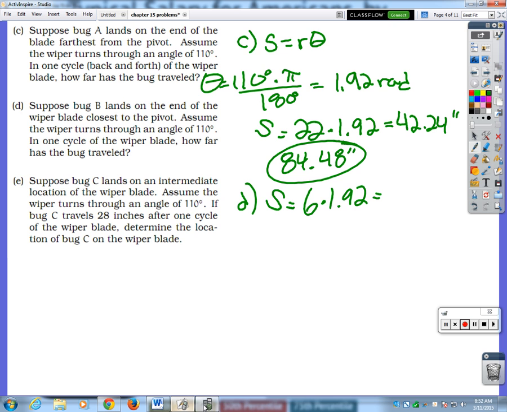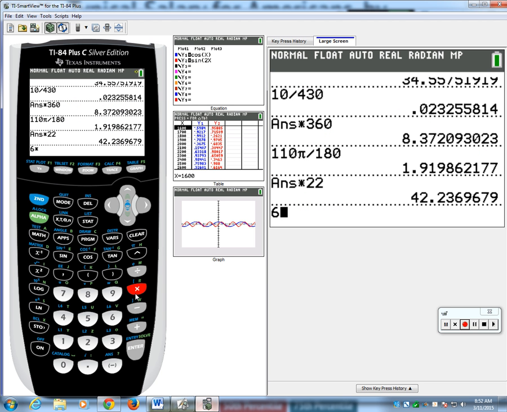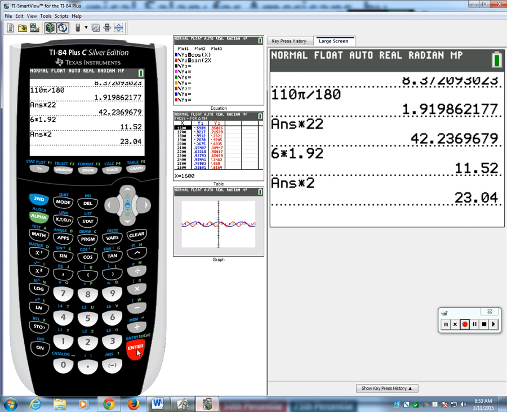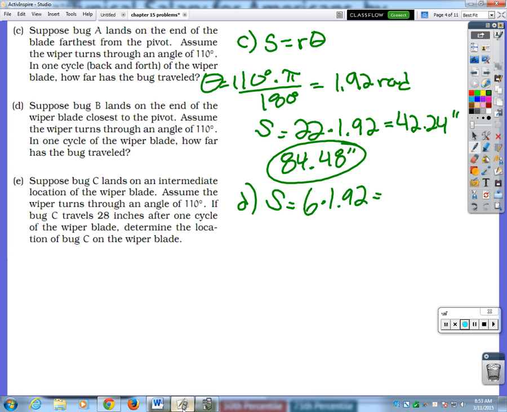Anyway, so I'm going to go 6 times 1.92. That gives me the arc length, and then I need to double that because the bug is going all the way around. So 23.04.